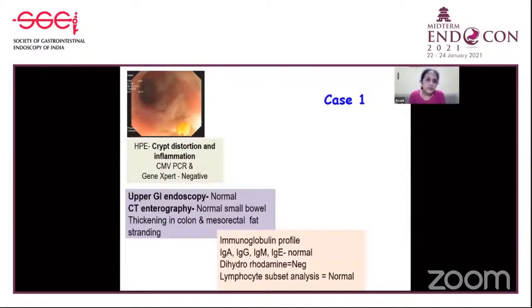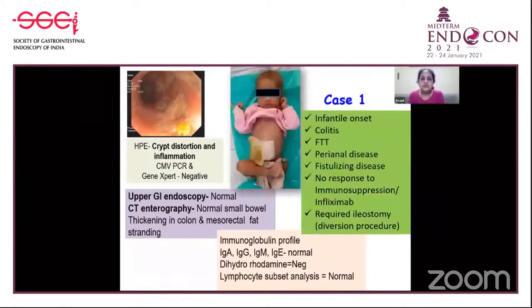On colonoscopy, this child had deep ulcers in the colon, there was pancolitis. The histopathology was just showing inflammation and crypt distortion. It was negative for CMV and tuberculosis. Upper GI was normal and the small bowel was normal. We worked further for immunodeficiency: the immunoglobulin profile, DHR test for chronic granulomatous disease, and lymphocyte subset analysis, all were normal. This child was treated with biologicals also and did not respond.